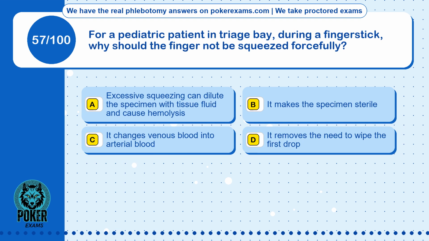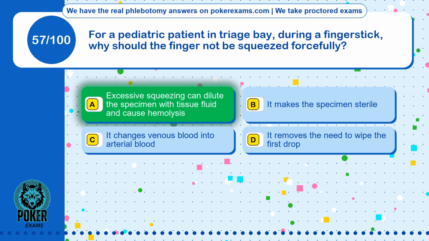Question 57. For a pediatric patient in triage bay, during a finger stick, why should the finger not be squeezed forcefully? Option A. Excessive squeezing can dilute the specimen with tissue fluid and cause hemolysis. Option B. It makes the specimen sterile. Option C. It changes venous blood into arterial blood. Option D. It removes the need to wipe the first drop.